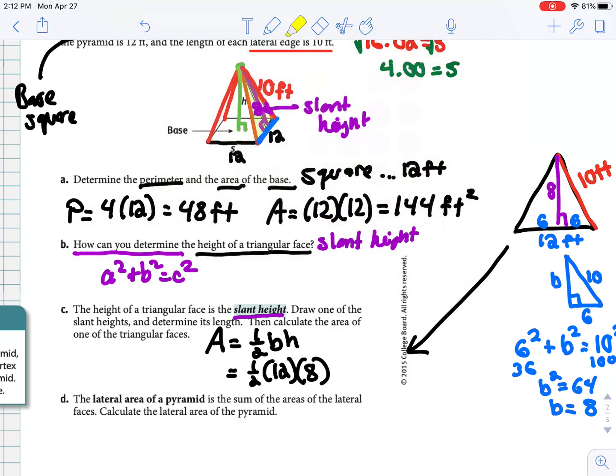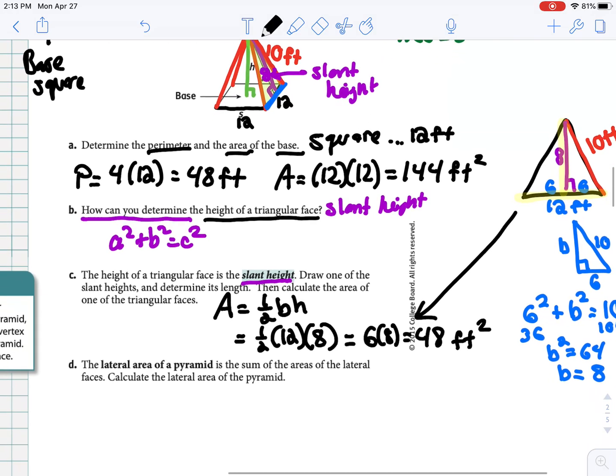Okay, I'm going to go back and highlight those. So we were looking at the base of 12 and the height of 8. That should give us the area of one triangle. When I multiply this together, 1/2 of 12 is 6. 6 times 8 is 48. So one triangle is going to be 48 feet squared.